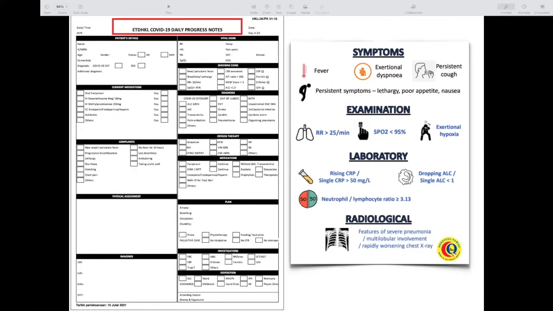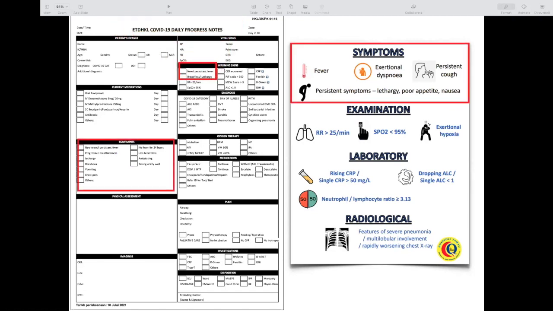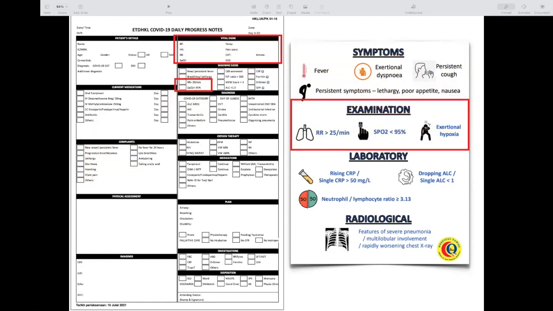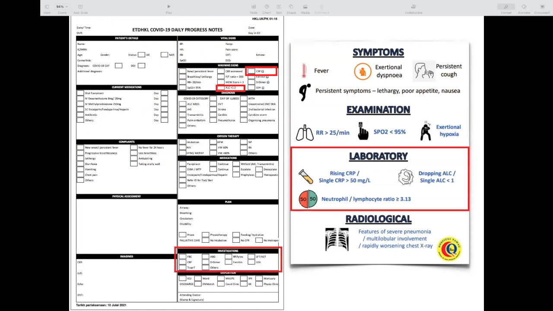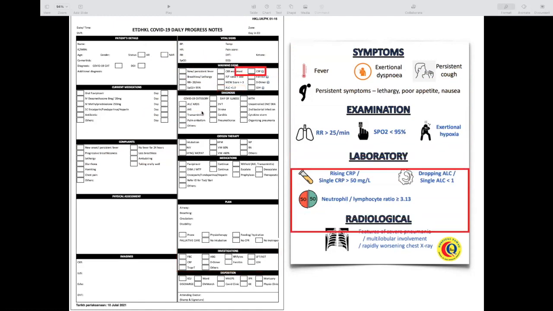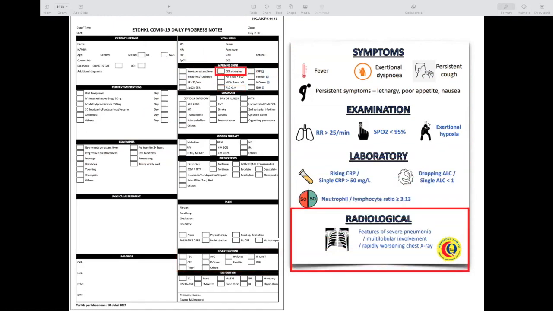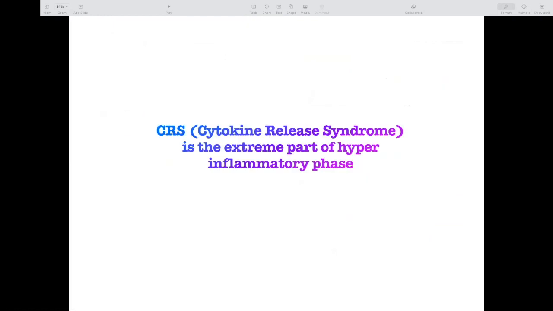So as we can see here in our daily progress note, we will document all this important information as well. As you can see, the symptoms, the examination part, the laboratory part, and also the radiological part. That's why it is of paramount importance for all MO to fill up the daily progress note in order for us to know whether the patient has warning signs or not.